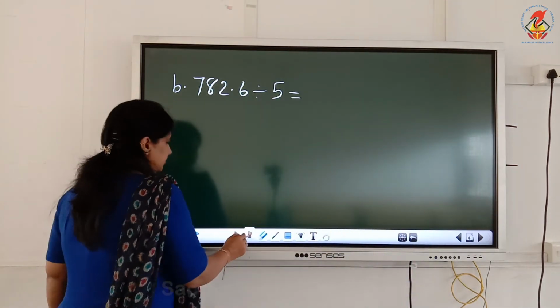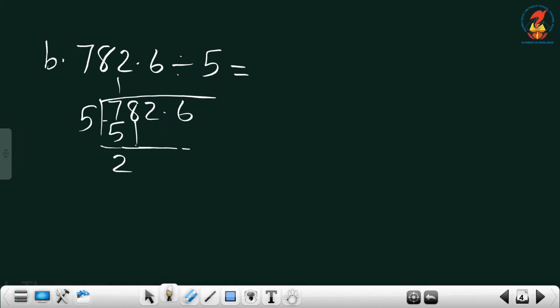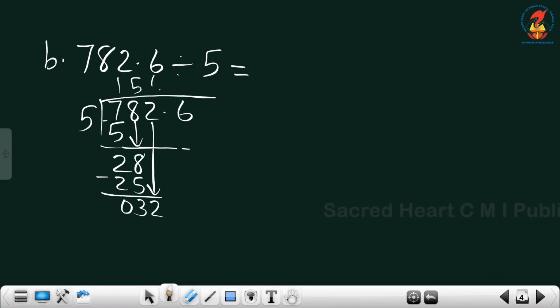And the next number is 782.6 divided by 5. For the first digit, 7: 5 ones are 5, and the remainder is 2. For the next step I need to take the next digit down, 28. And 5 5s are 25. And the remainder is what? 3. For the next step I take the next digit down, that is 32. And 5 6s are 30. And the remainder is what? 2.